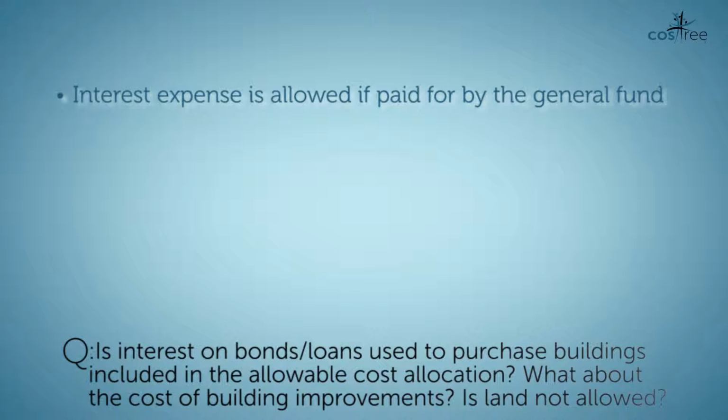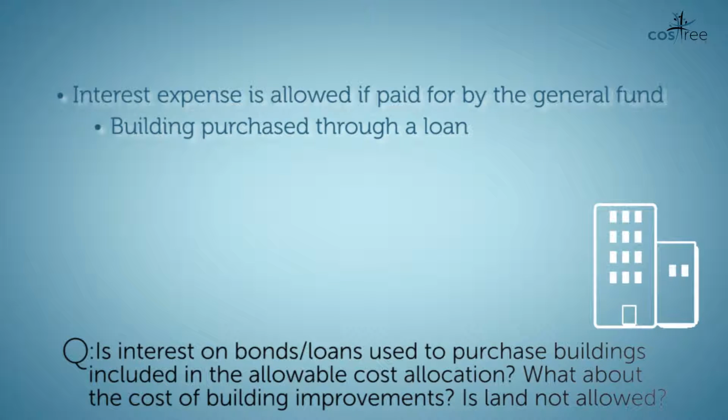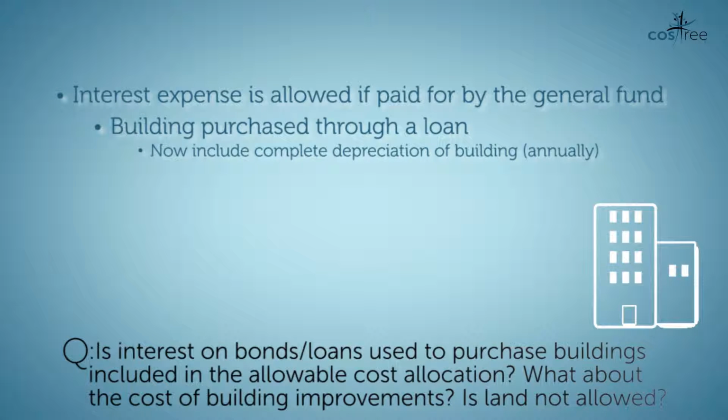So any building that's been purchased through a loan, you can tack on the interest expense for the year, along with what used to be only a 2% use allowance. We can now include the complete depreciation of that building annually. But the interest on that loan, just like we can write it off on our taxes, it's the same idea in government: in order to get that building, we had to procure this loan, or we got this bond, and we have these interest costs.